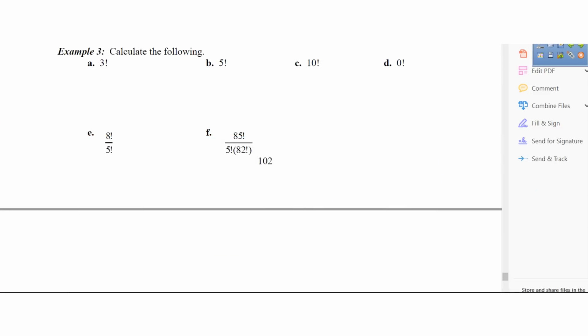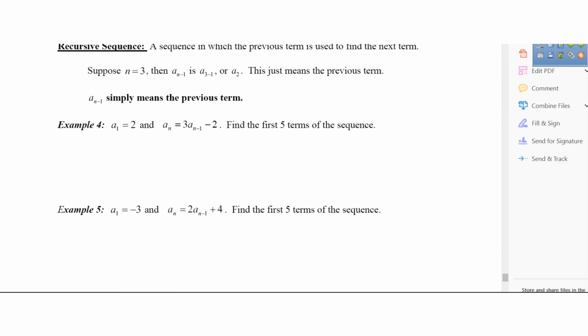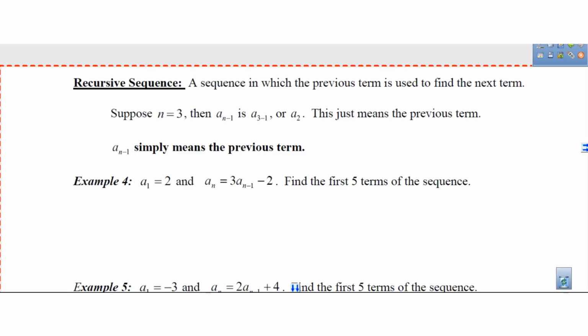Am I going too fast? Okay. Recursive. You guys, a recursive sequence. Here's what you need to know about a recursive sequence. It uses the previous term. So you can't find this one until you know the one up above, because it's part of it, okay?